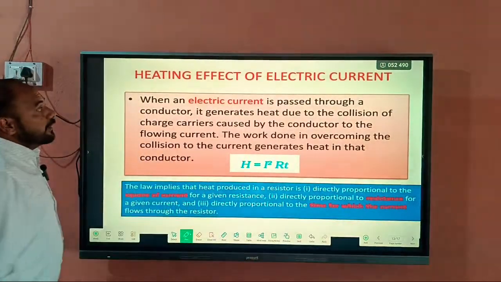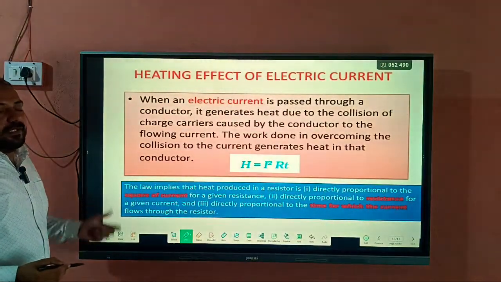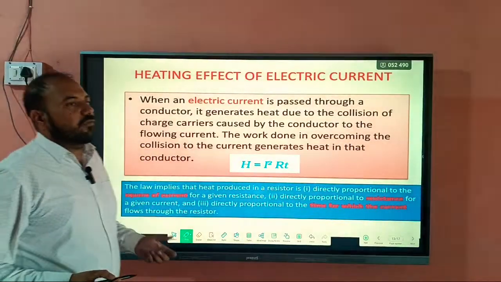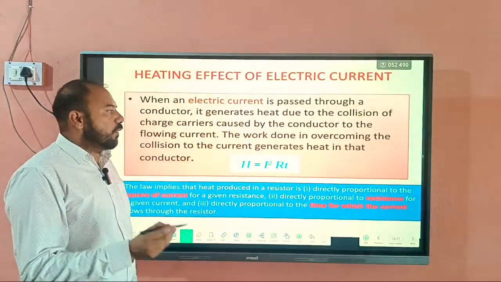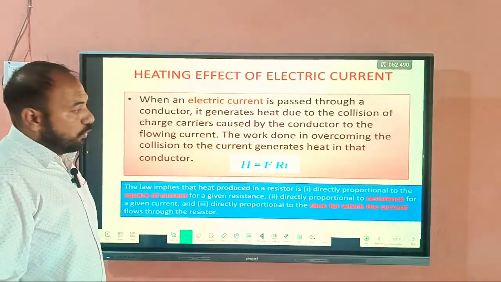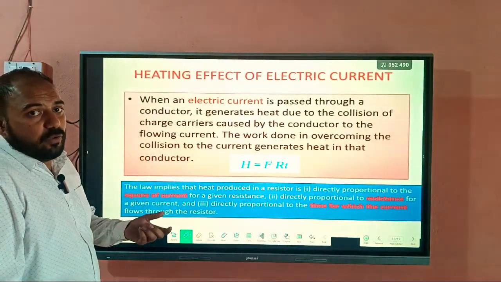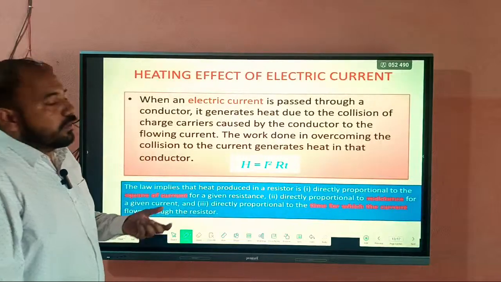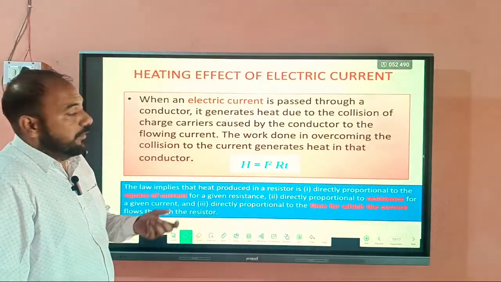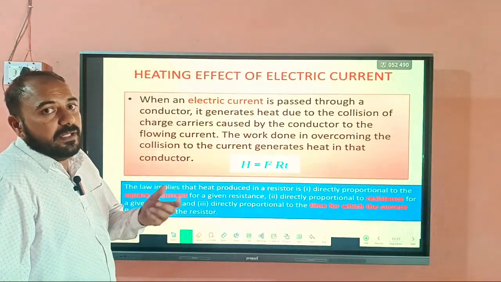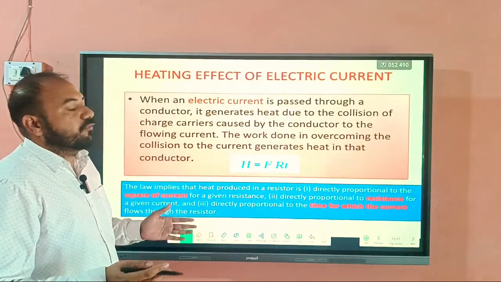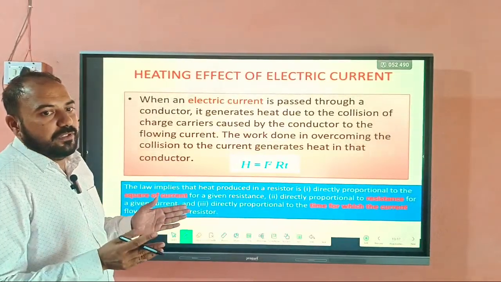And next, what is the heating effect of electric current? Basically, when you pass electric current through a wire, it produces heat. Here the question arises, why is this heat produced? This heat is produced because electrons gain kinetic energy, they are fast moving, and collision rates increase. If collision rates increase, they produce heat.